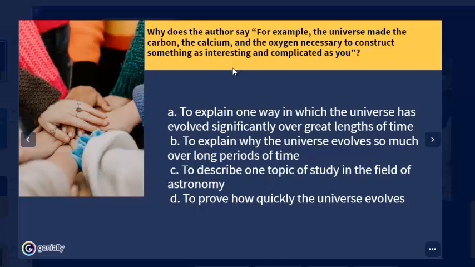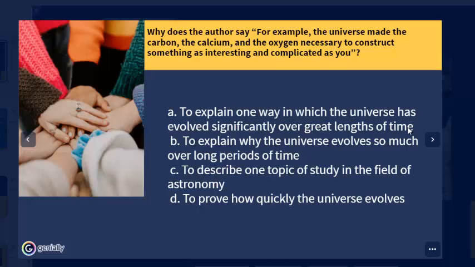So when you read the article, you will have to identify the question in this type of inferences. It says, why does the author say, for example, the universe made the carbon, the calcium, and the oxygen necessary to construct something as interesting and complicated as you? Well, we have here the four options. Letter A says that the author says that to explain one way in which the universe has evolved significantly over great lengths of time.